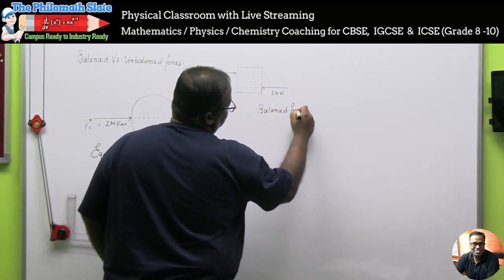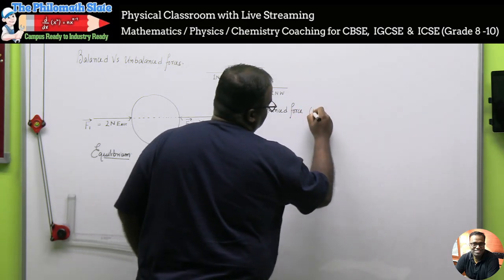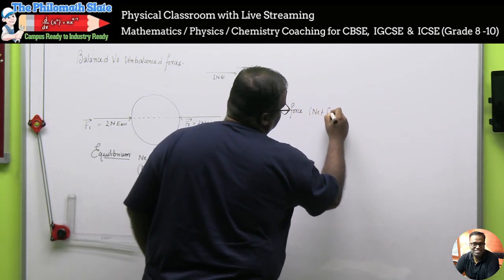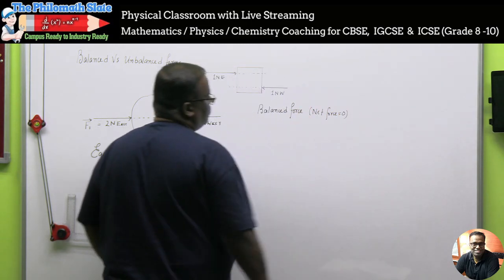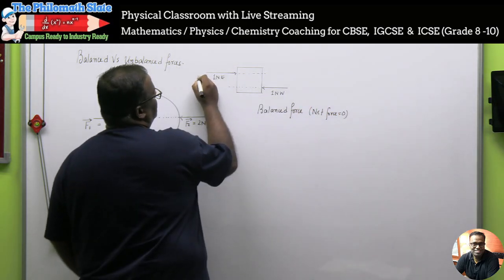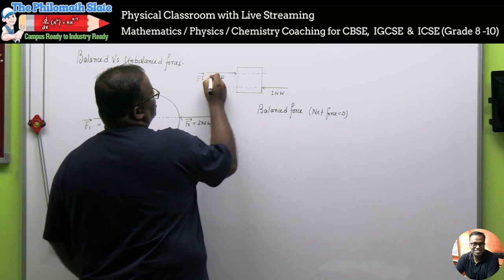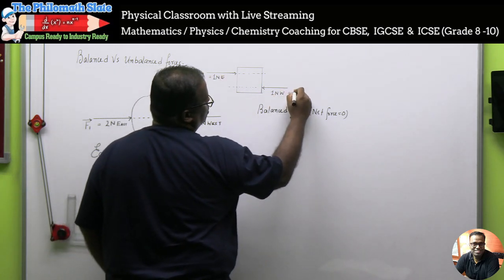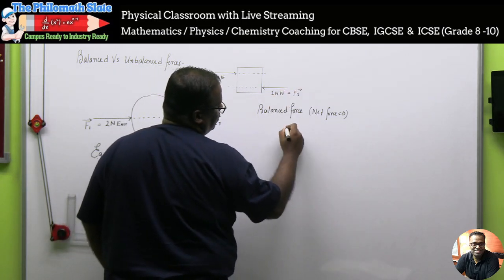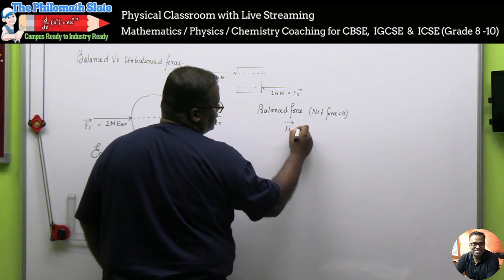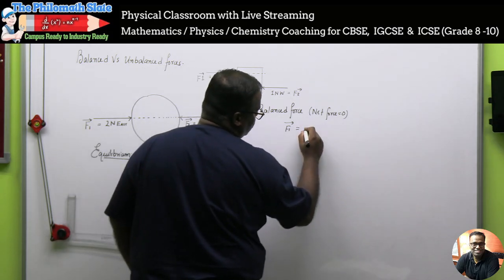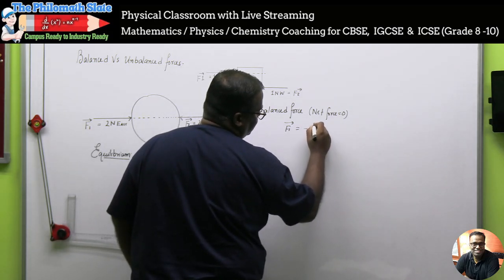This is a balanced force because the net force in this system is still equal to 0. Why is the net force equal to 0? If I say that my F1 force is equal to this and this is equal to my F2 force, then I can very well say that F1 as a vector is equal to the negative of F2.